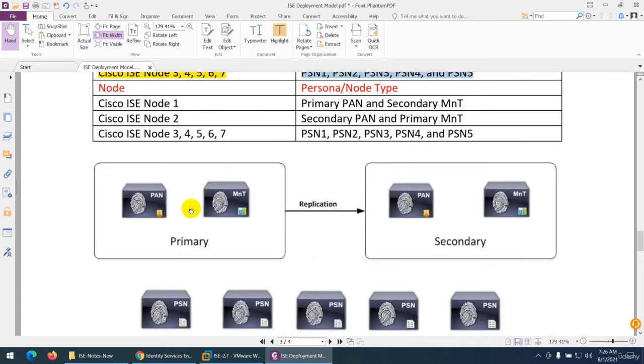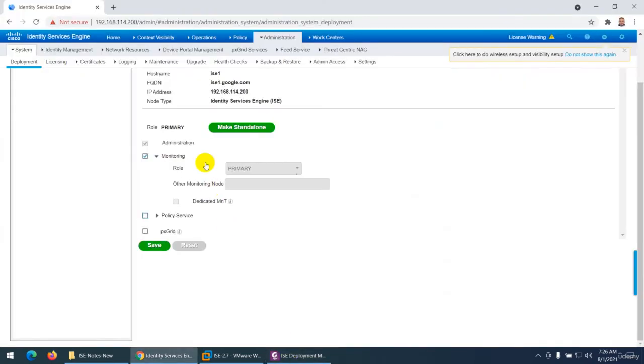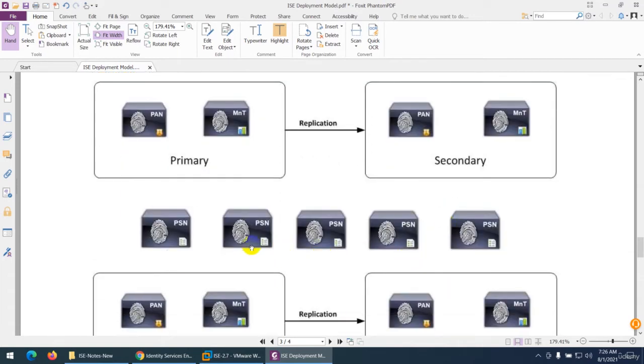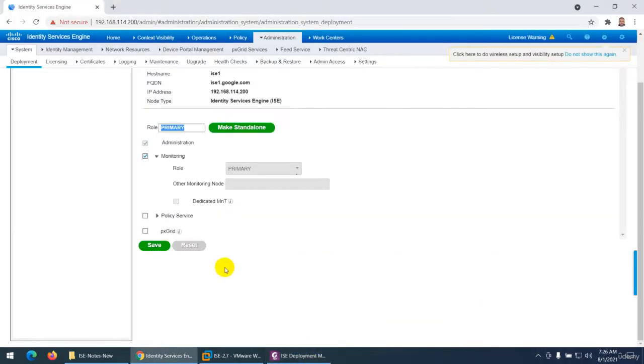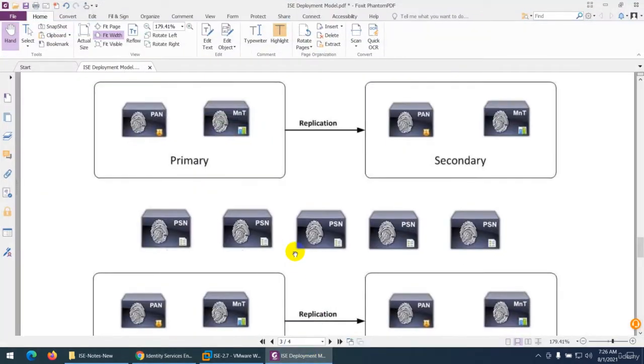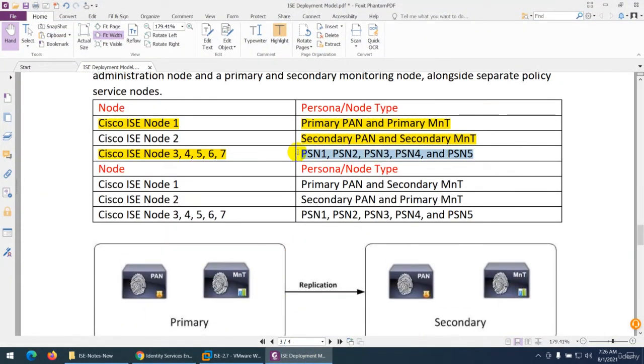This 1 box. Second box plays secondary PAN and secondary MNT. Right now I don't have another box to show you, we will do it in the lab. I will make that box administration secondary, here secondary, and monitoring secondary. So the second box plays the role of secondary PAN and secondary MNT. And then I have 5 PSN separately. So this service will be run by 5 boxes. This is one type.